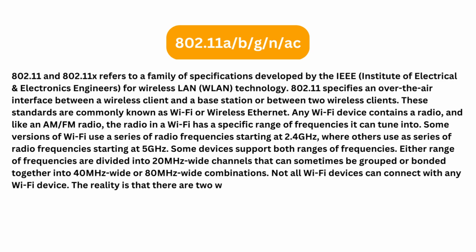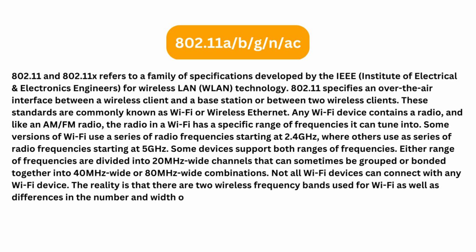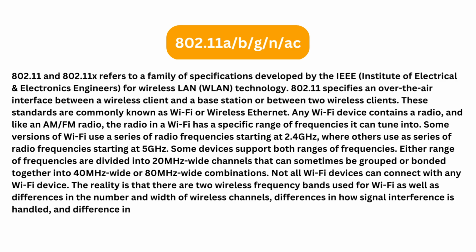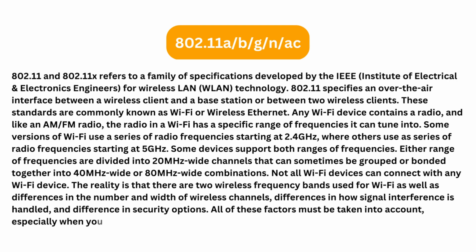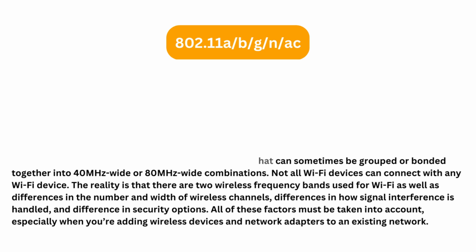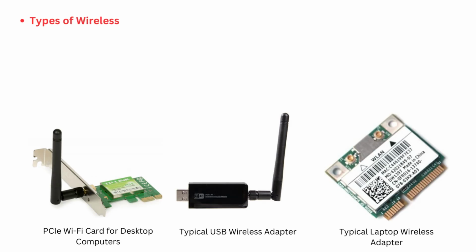Not all Wi-Fi devices can connect with any Wi-Fi device. The reality is that there are two wireless frequency bands used for Wi-Fi, as well as differences in the number and width of wireless channels, differences in how signal interference is handled, and differences in security options. All of these factors must be taken into account, especially when you are adding wireless devices and network adapters to an existing network. Types of wireless hardware.